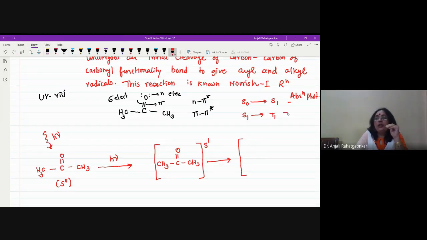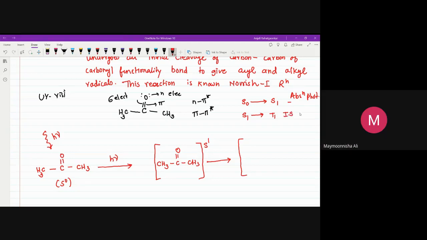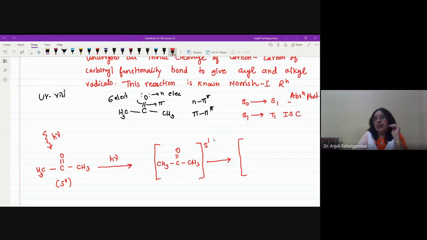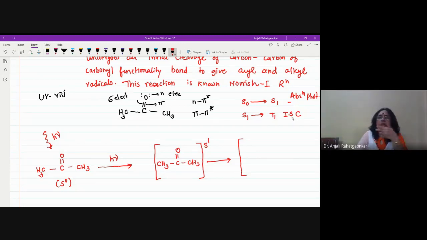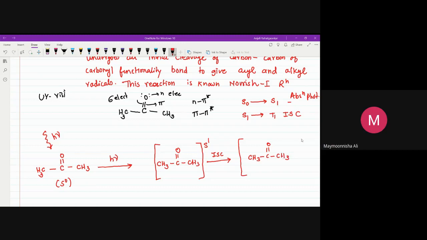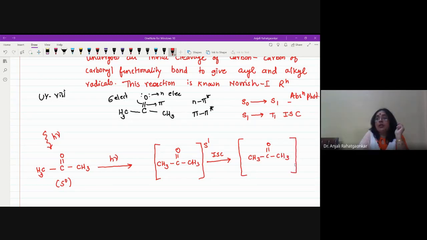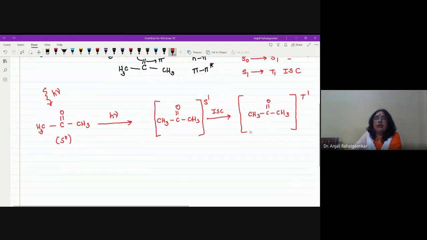When there is a jump from S1 to T1, what is this called? It is intersystem crossing, which is called ISC. ISC takes place here, and there is no breaking or conversion, only excitation of the electron. So S1 to T1. You represent this like this.